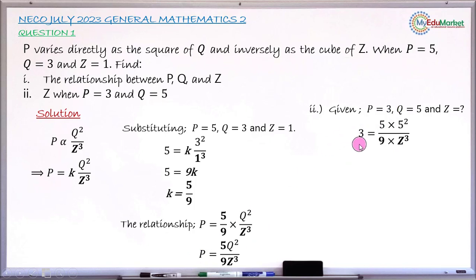So what we now do, we cross multiply. When you cross multiply, that is 5 times 5 square times 1 here, and this 3 times 9 times Z cube. So 3 times 9 gives you 27 times Z cube. That gives you 27 multiplied by Z cube on the left hand side, while 5 times 5 square times the one below this 3 gives you 5 times 5 square.